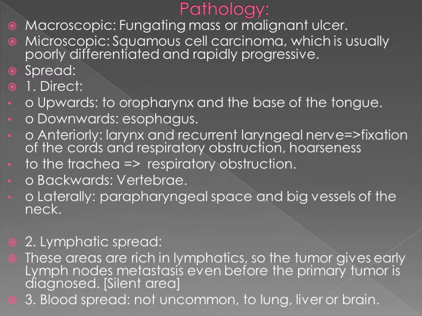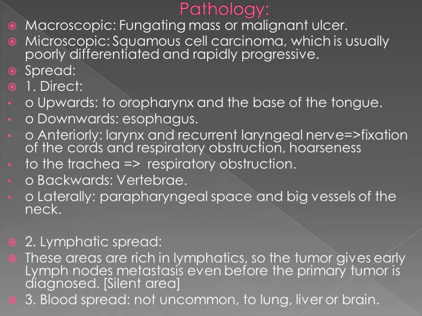For pathology, macroscopically it is either a fungating mass or a malignant ulcer. Microscopically, squamous cell carcinoma is the commonest, usually poorly differentiated and rapidly progressive. Spread is by three routes: direct spread to surrounding anatomical structures, lymphatic spread, and blood spread.